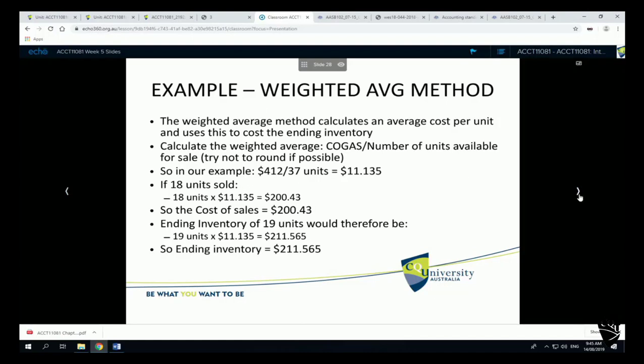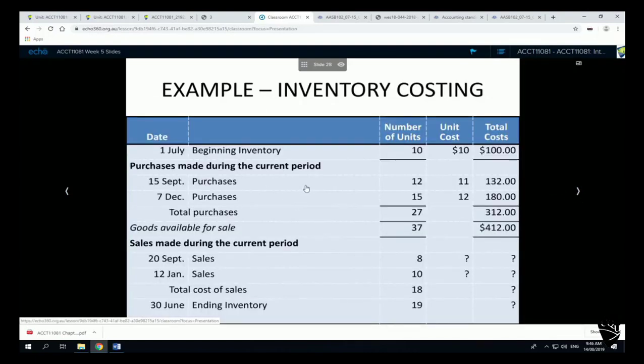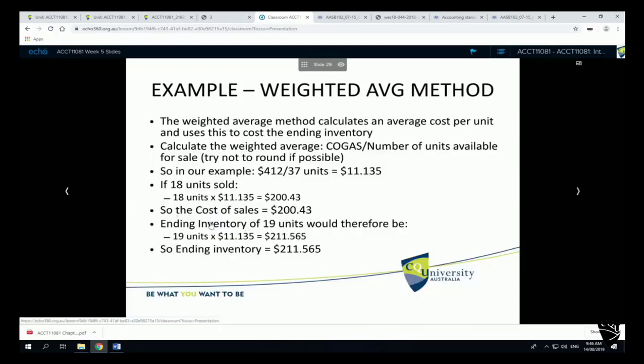So for example, in our example, the total cost of what we have available for sale here is $412. That's the total cost of the goods available for sale. That's the price, the dollar value. And we divide that by the actual number of units that we have available for sale. So we divide the 412 by the 37 units that we have. When you do that in your calculator, you get 11.135, so round it to about $11.14. And you simply just use that figure to apply to the 18 units that we sold and to the 19 that you have left in ending inventory.